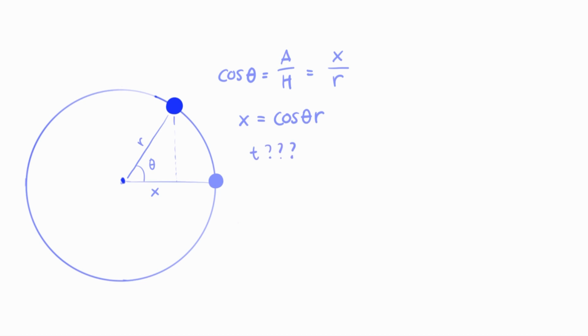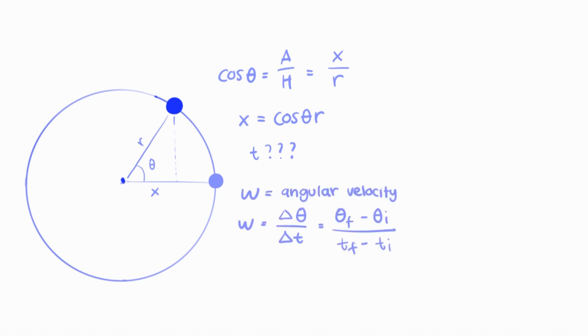However, we need to find the x position in terms of time. So what can we do? Well, we can look to another circular motion concept known as angular velocity. Now, angular velocity is equal to delta angular position over delta time. And delta just means the change in, or final minus initial. So we can rewrite that as angular position final minus angular position initial over time final minus time initial.